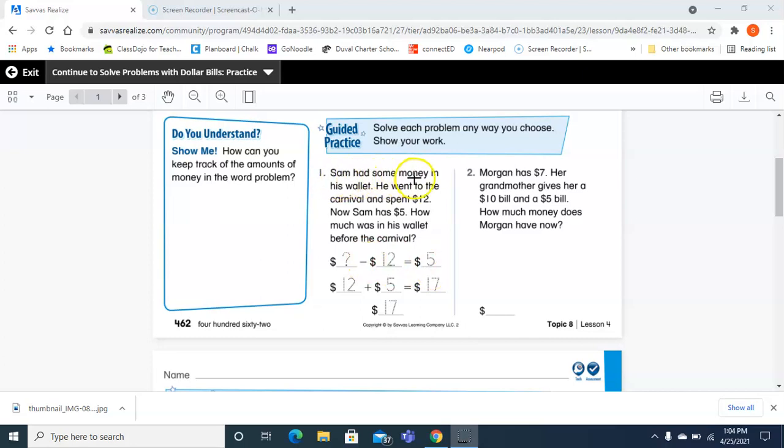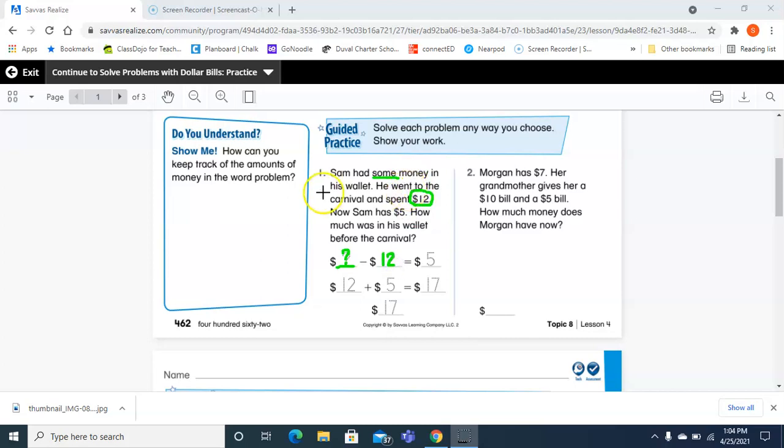Okay, Sam had some money. I'm going to underline that word, some money, in his wallet. So we don't know how much that is. It's just some. So I'm going to put a question mark there, trace over that like they did. It says he went to the carnival and spent $12. I'm going to go ahead and circle the $12. I'm going to write down the $12.